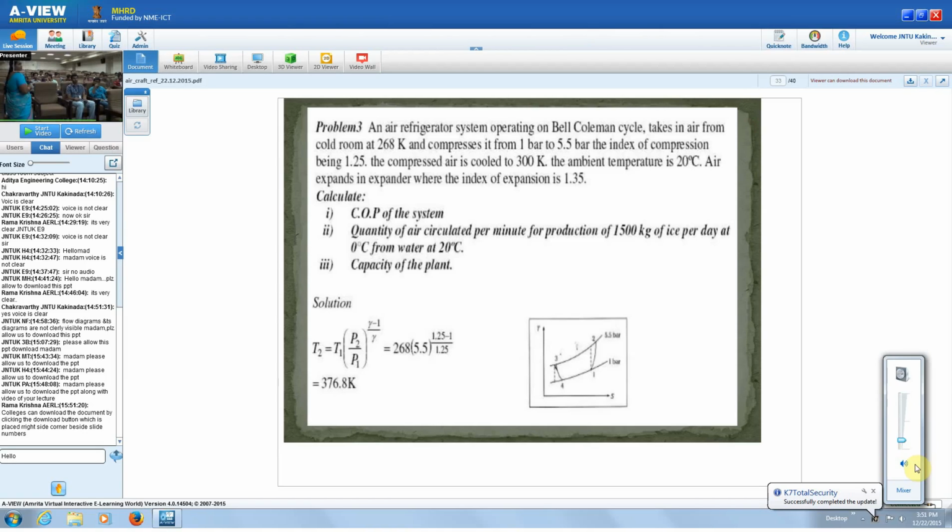Then why is the simple system not preferred?